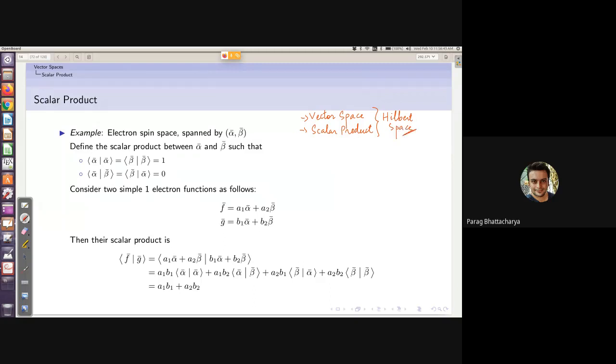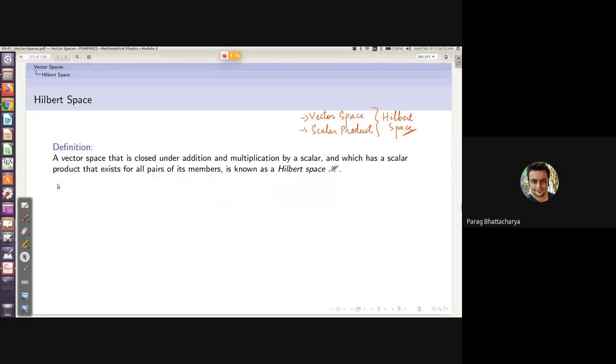Okay, so this is what we are interested in. Any vector space for which a scalar product is defined is known as a Hilbert space, to put it simply. So a vector space that is closed under addition and multiplication by a scalar, and which has a scalar product that exists for all pairs of its members, is known as a Hilbert space. So if you're asked what is a Hilbert space, this is the definition.